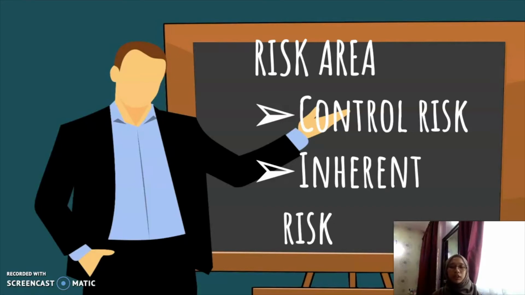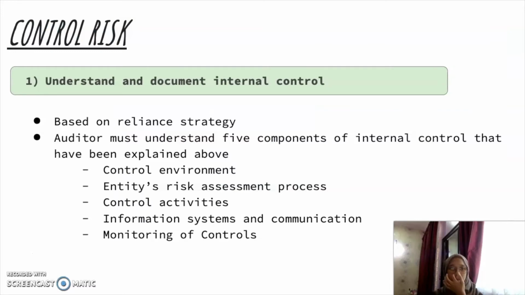So risk area has two kinds of risk, which is control risk and inherent risk. So the first risk, which is control risk. In control risk, auditor needs to understand and document the internal control based on the reliance strategy. So in order to do that, auditor must understand first the 5 components of internal control that my friend has explained just now.